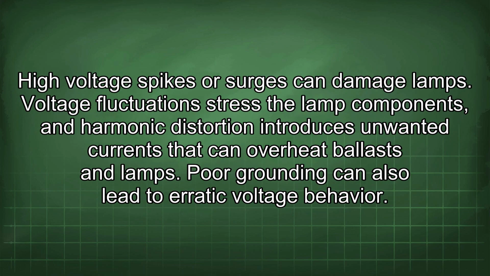High voltage spikes or surges can damage lamps. Voltage fluctuations stress the lamp components, and harmonic distortion introduces unwanted currents that can overheat ballasts and lamps. Poor grounding can also lead to erratic voltage behavior.